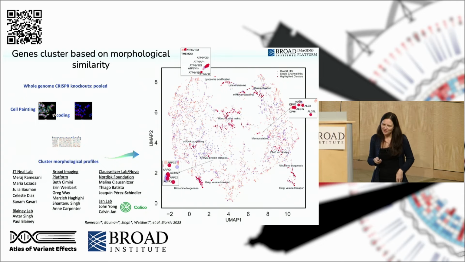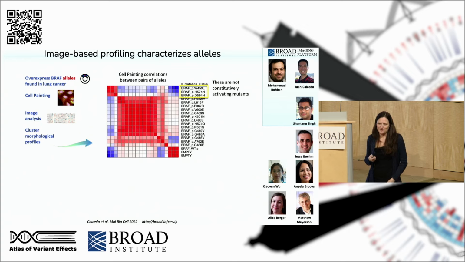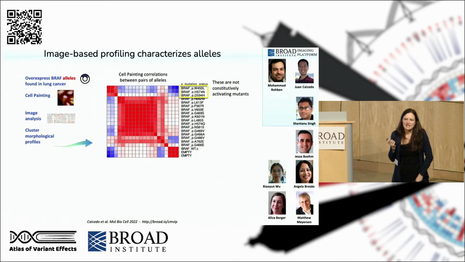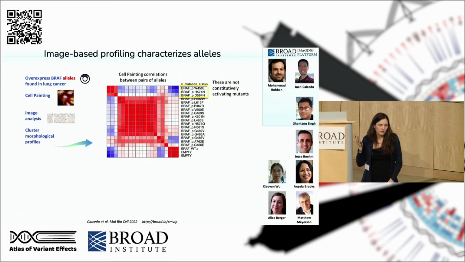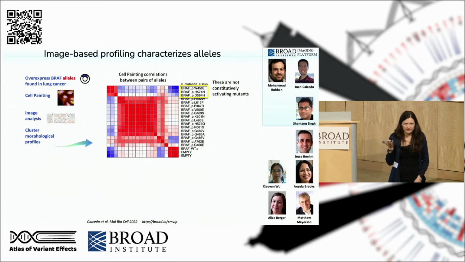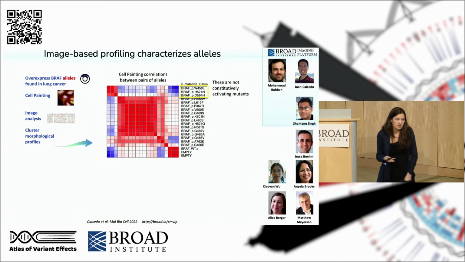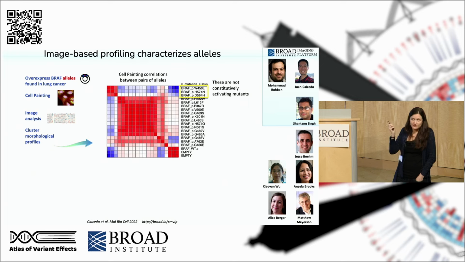Okay, so what does this have to do with variant functions? Well, since this kind of thing works, we can now characterize alleles. That was a CRISPR knockdown, where we're looking at loss of function, and that may very well be useful to many of you wanting to understand the function of a given gene. If you find that your given gene is in a cluster with a bunch of genes that have a known function, that gives you some hypothesis to follow.